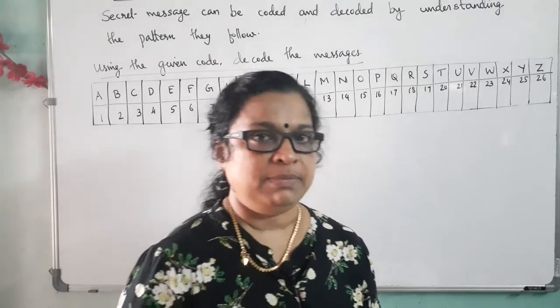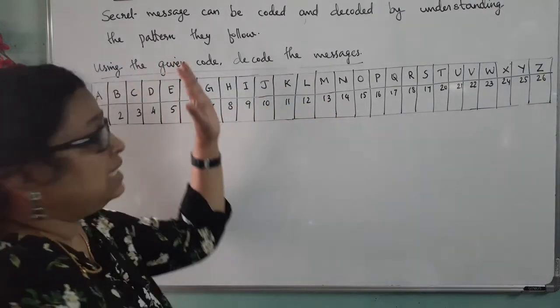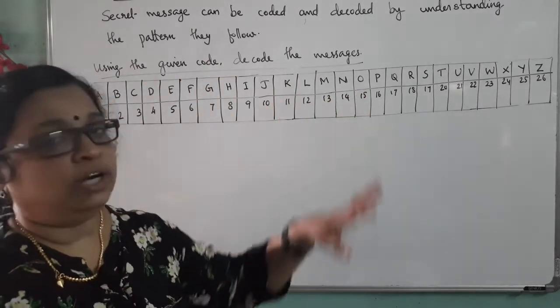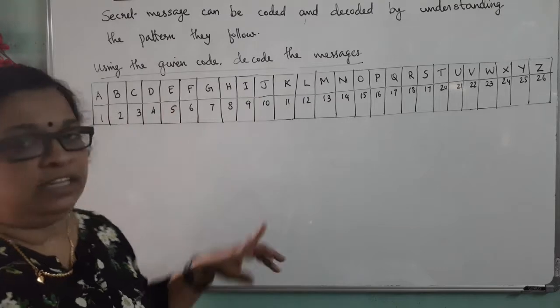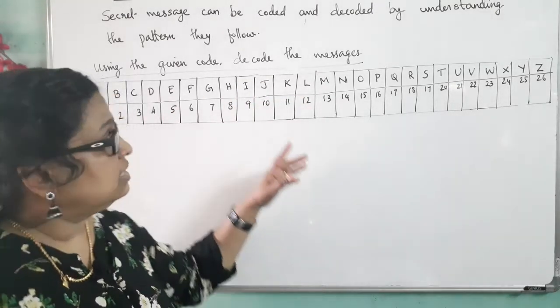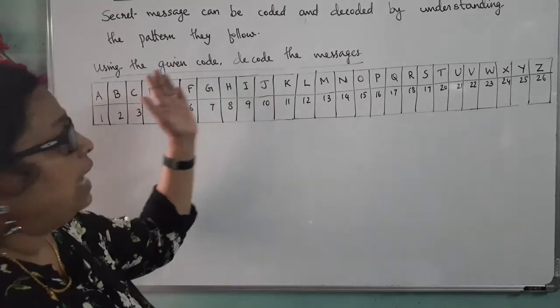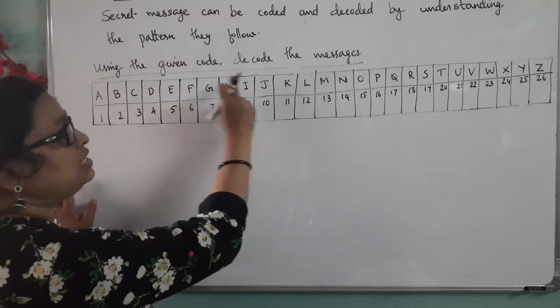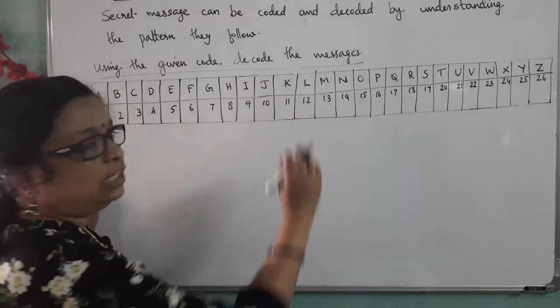First, secret messages. Secret messages can be coded and decoded by understanding the pattern they follow. Any one pattern they follow that we understand, and then we can code and decode the secret messages. For example, using the given code, decode the messages.